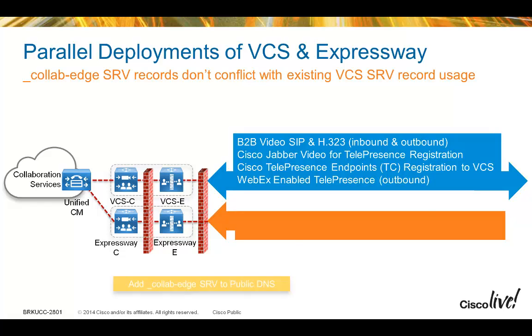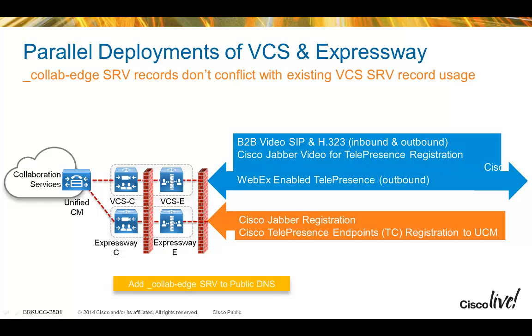Once I add that, I populate the collab edge SRV record. I then can take all my Jabber registrations inbound through the Expressways. I can also then move, we see we got TC registrations today going to the VCSE. I can move those down onto the Expressway, right?